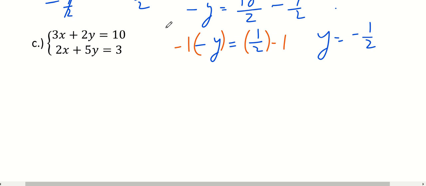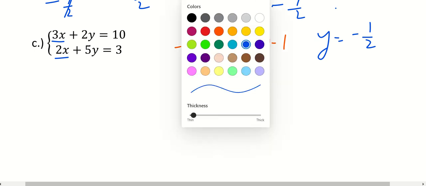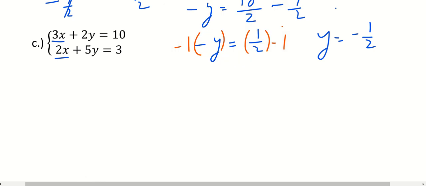Again, at this moment, we don't have any x values or y values that are equal and opposite in sign. So we kind of have our choice. It's going to take a little bit of work for this one. Let's say I want to get rid of, I don't know, maybe the x variable. So I want these two things to have equal but opposite coefficients. In order to do that, I need to find a common value that both 3x and 2x can go into. And that's going to be the LCM, which is going to be 6.